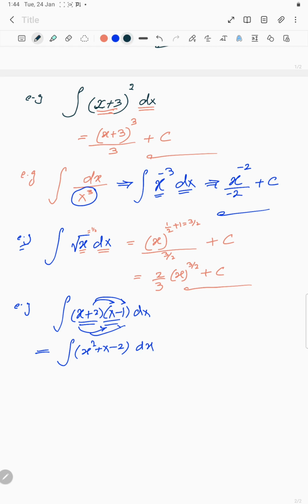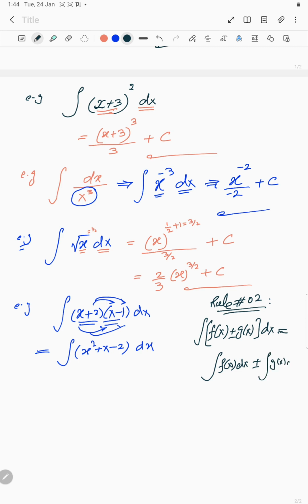Here I am going to introduce you to one rule: whenever you have an integral and the function is the sum or difference of two or more functions with a common integral, here I am going to write rule number 2, then you can write this as the sum or difference of the individual integrals. Like you need to integrate f of x d of x plus or minus, whatever sign there be, integral g of x d of x. So this was rule number 2.